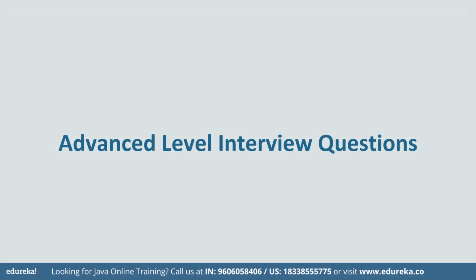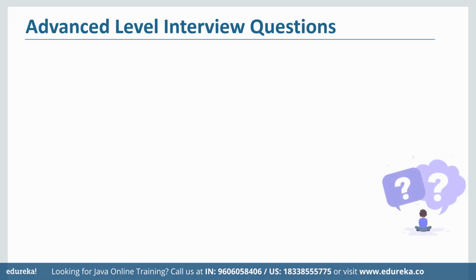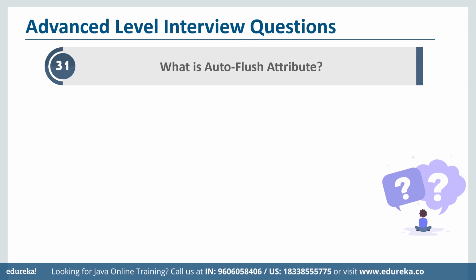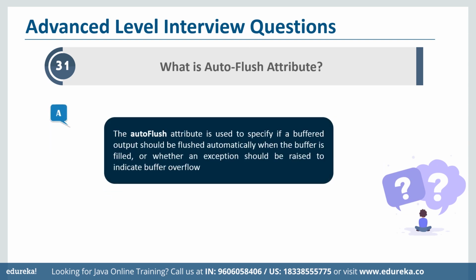Now, with this, let us move on to the next level of interview questions, which are the advanced level interview questions. The first question in the advanced level is, what is the autoFlush attribute? The answer is, the autoFlush attribute is used to specify if a buffered output should be flushed automatically when the buffer is filled, or an exception should be raised to indicate the buffer overflow. A value of true by default indicates automatic buffer flushing, and a value of false throws an exception.